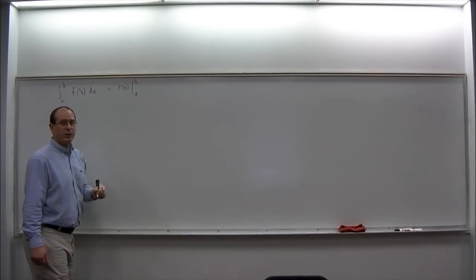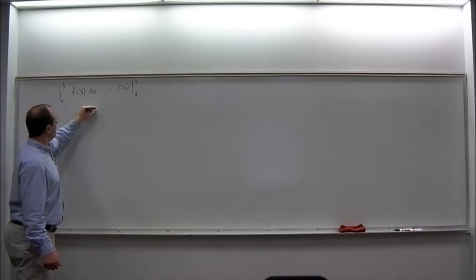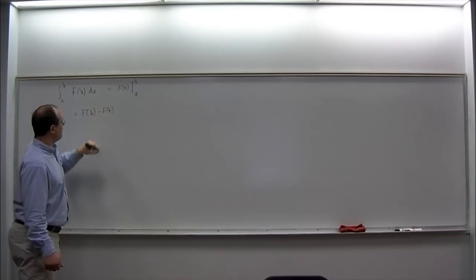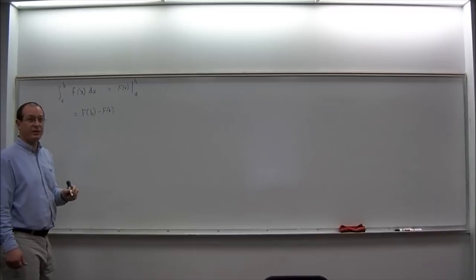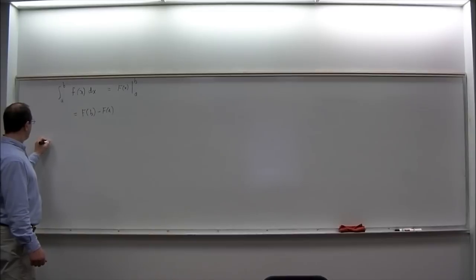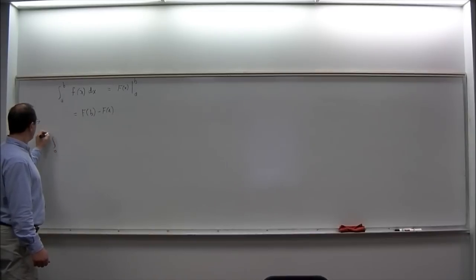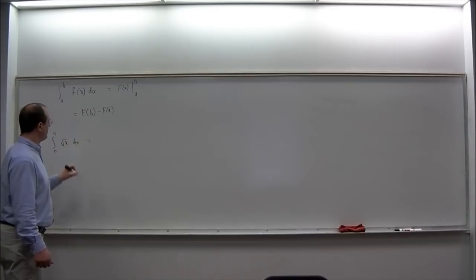So that's what this evaluation bar means. So this is equal to capital F of b minus capital F of a. And this result is known as the fundamental theorem of calculus. So let's look at a few examples. Let's calculate the integral from 0 to 4 of the square root of x dx.